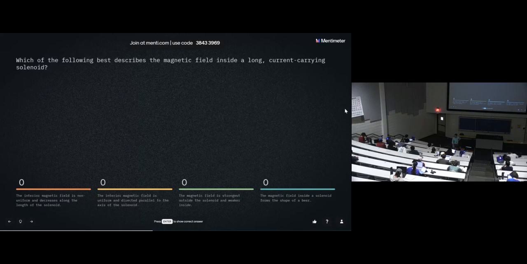So, which of the following best describes the magnetic field inside a long current-carrying solenoid?